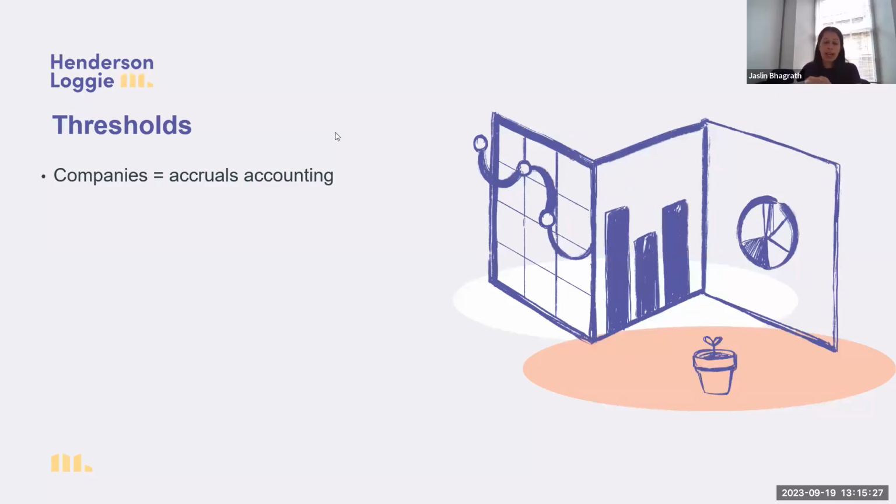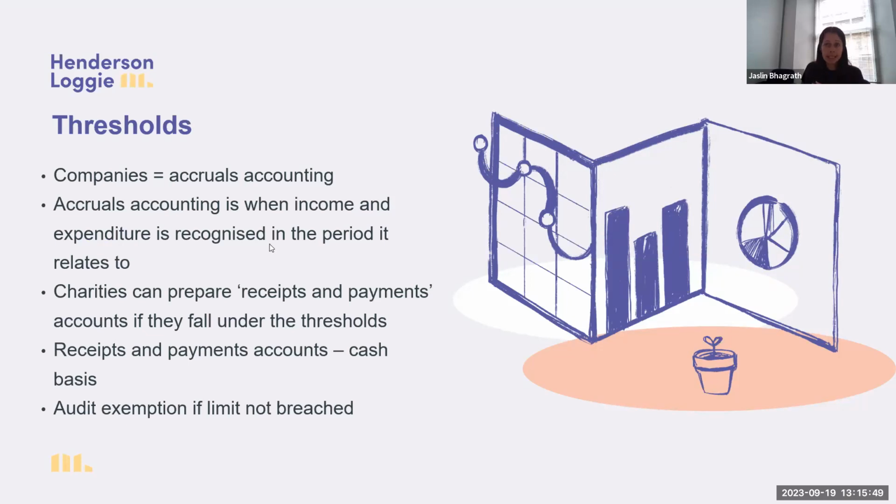So in terms of accounting, there are two main ways in which charities can prepare their accounts. That's either on a receipts and payments basis or on an accruals basis. So for smaller charities, they can prepare what's known as a receipts and payments account. And I'll come on to the different thresholds in a minute. It's a much simpler set of accounts, and here you record your income and expenditure, as I've said, on a cash basis. So what cash has come in during the year and what has gone out. So that's receipts and payments.